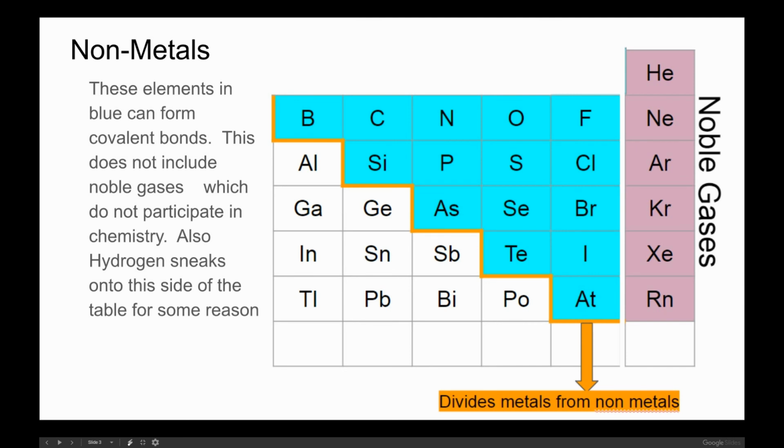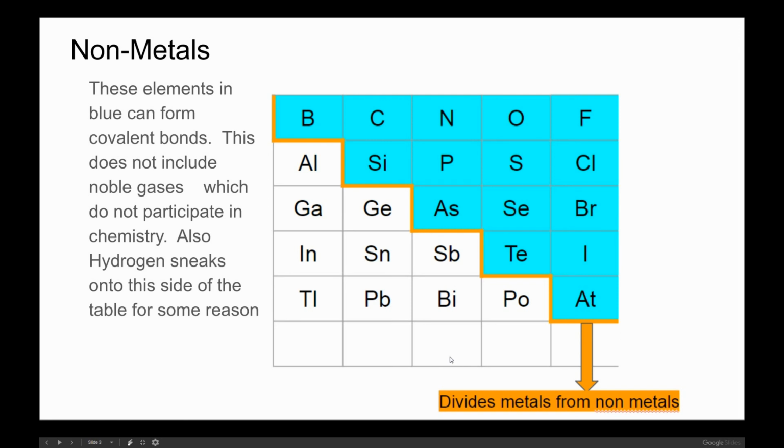Nonmetals, the ones in blue, can form covalent bonds. This does not include the noble gases, which do not participate in chemistry. Also, hydrogen sneaks onto the side of the table for some reason. It's normally hanging out with the metals, but it's definitely not a metal. So in fact, chemically, 99% of the time you react with hydrogen, you're dealing with it as if it is a halogen, a salt-making material. Except your stomach acid, which is hydrogen chloride, which is an ionic compound of acid in your stomach.